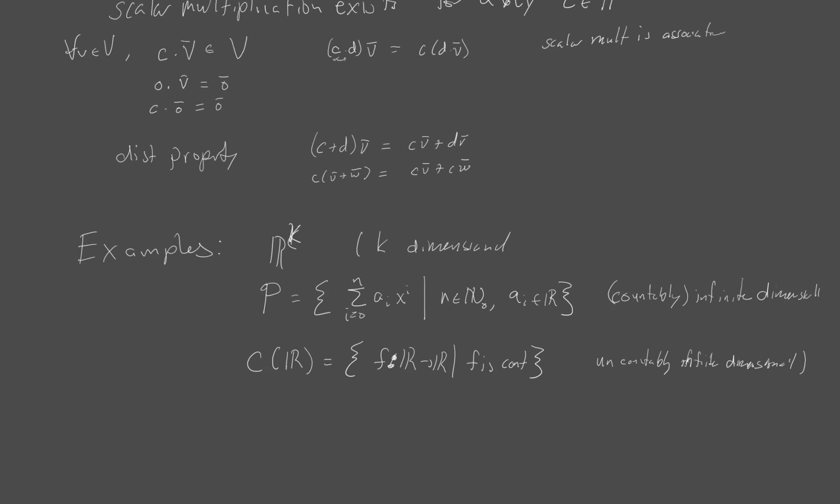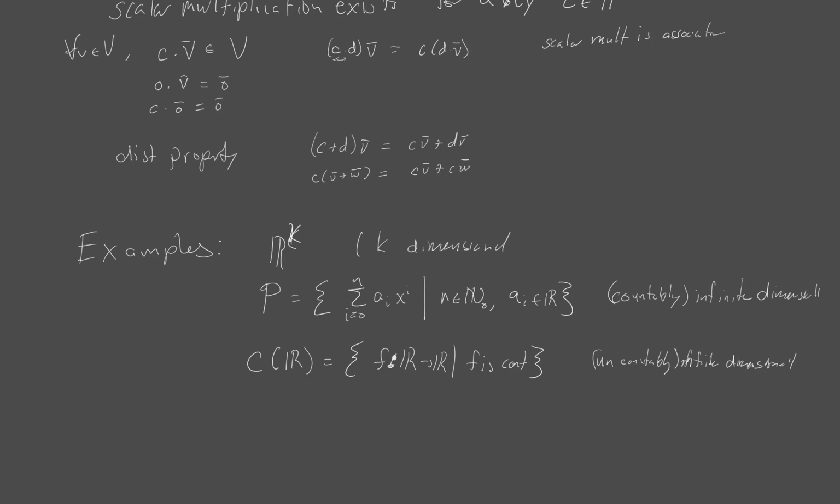Oops, that's not what I wanted to do. Okay. So those are three examples of vector spaces that we have.